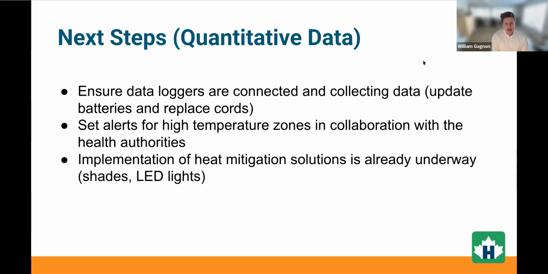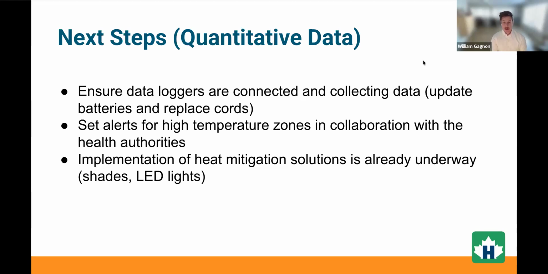Now that we are collecting this data, it's interesting. We can start putting some alerts for high temperature zones. My inbox and Kristen's inbox is filled with alerts of high temperature zones. Some of them we investigated, they were too close to a fridge, for example, and the heat of the fridge would trigger temperatures above 30 degrees Celsius, mostly in mitigation rooms or staff rooms.